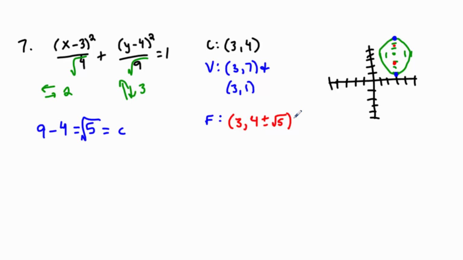The way I know to do that to y is because our foci are along the major axis, which means we are changing y. We're going up and down to draw our foci. And then our major axis and minor axis lengths should be easy. The longer axis here is a length of 6. This shorter axis is a length of 4.